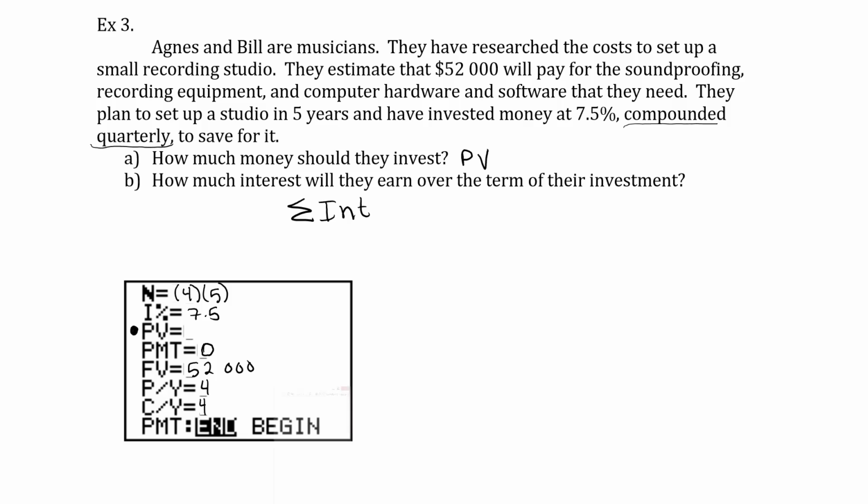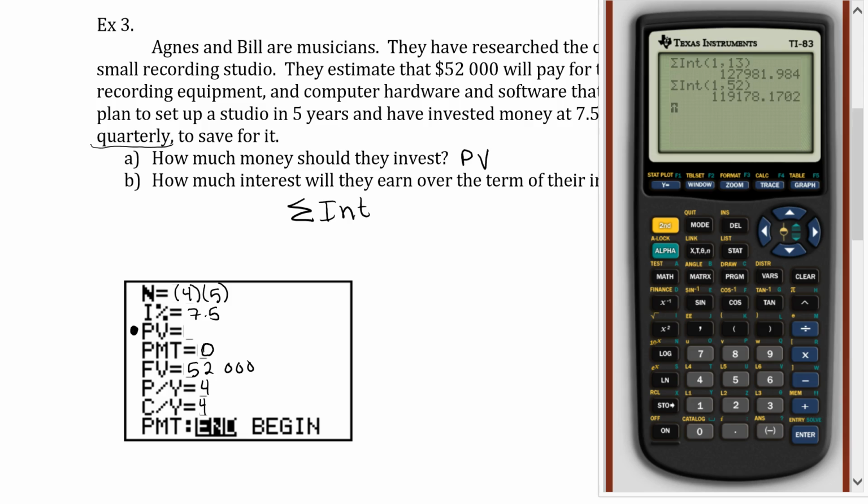So I'm going to go my way to the TVM Solver, but you might have a different way. I'm going to put 20. I can say 4 times 5, but I know it. 7.5, enter. We're going to come back to this PV. PMT stays at 0, and our future value is 52,000. And look at that, our PYs and CYs are the same from the last question. So I'm going to go up to my PV, and I'm going to go alpha, enter. And I see that the value here is negative $35,863.35.